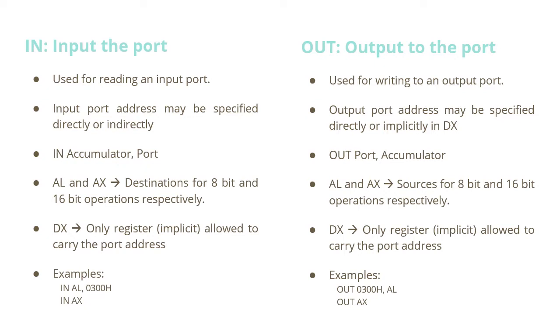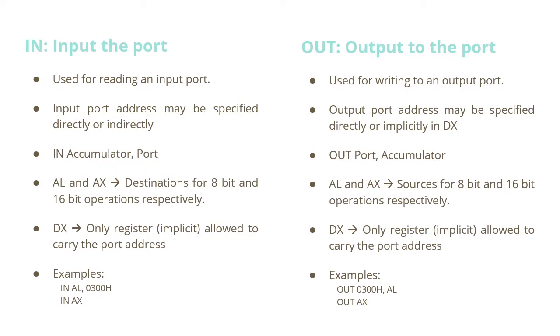Next, we have the OUT instruction, which is used for output to the port. This instruction is used for writing to an output port. The port address can again be specified in two ways, directly, or implicitly given in DX. The format of this instruction is OUT port, accumulator, and again AL and AX are the only sources that can be used for the 8-bit and the 16-bit operations respectively, and DX is the only register which will carry the port address in the implicit mode of operation. We'll see two examples for the OUT instruction.